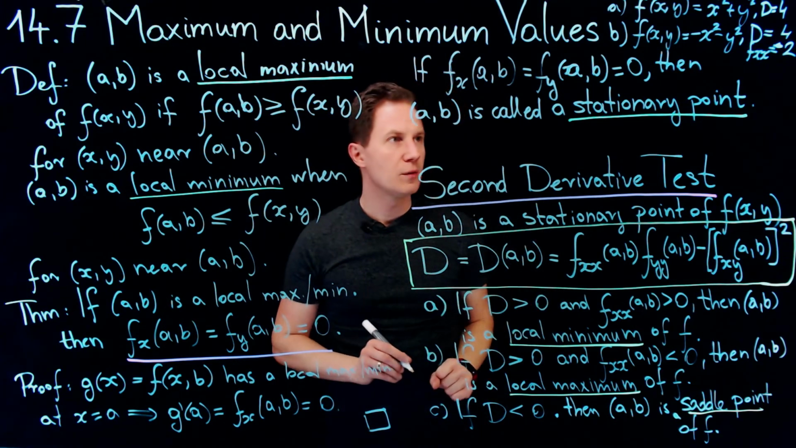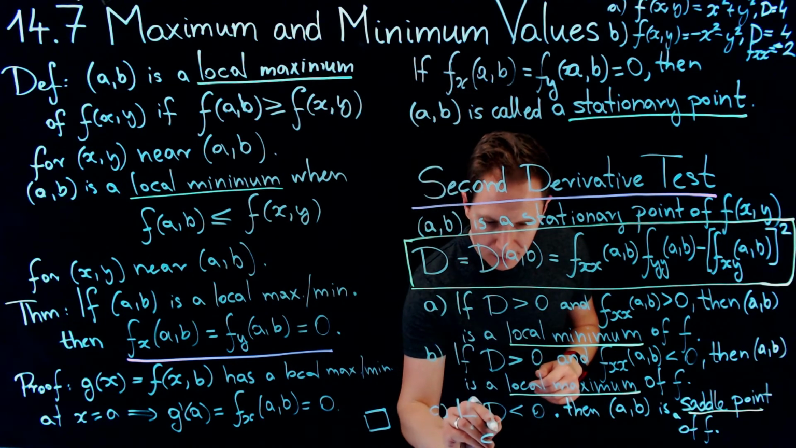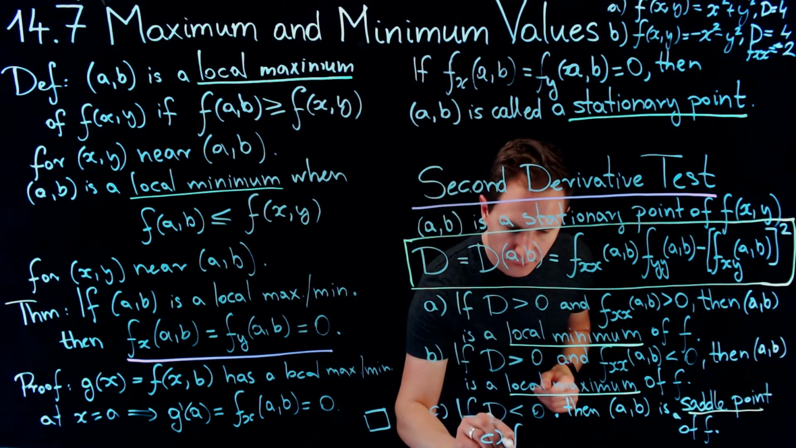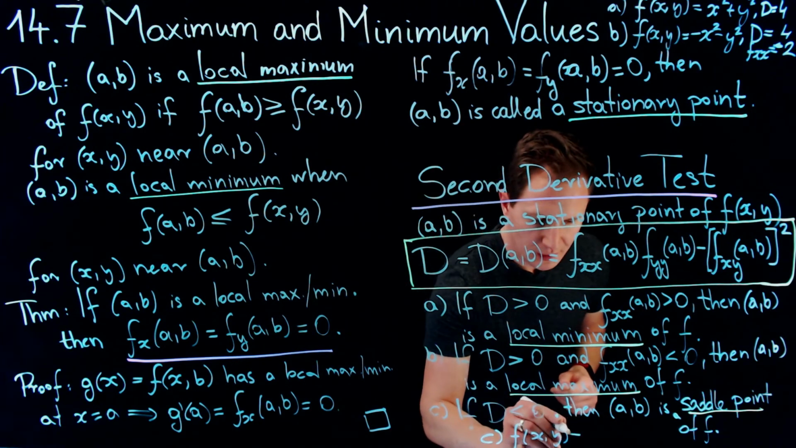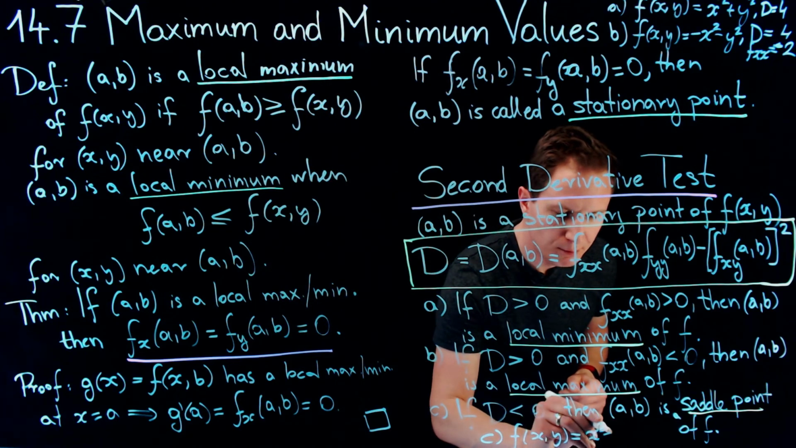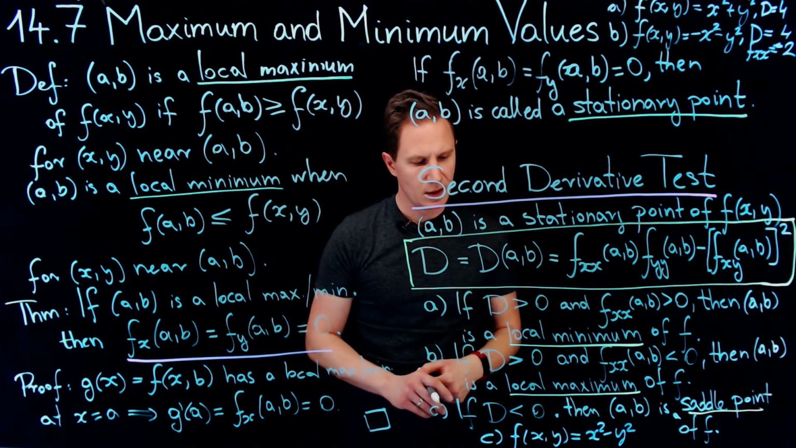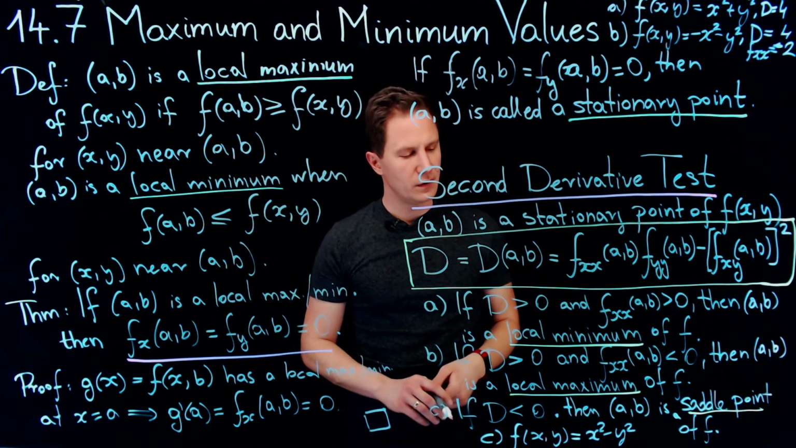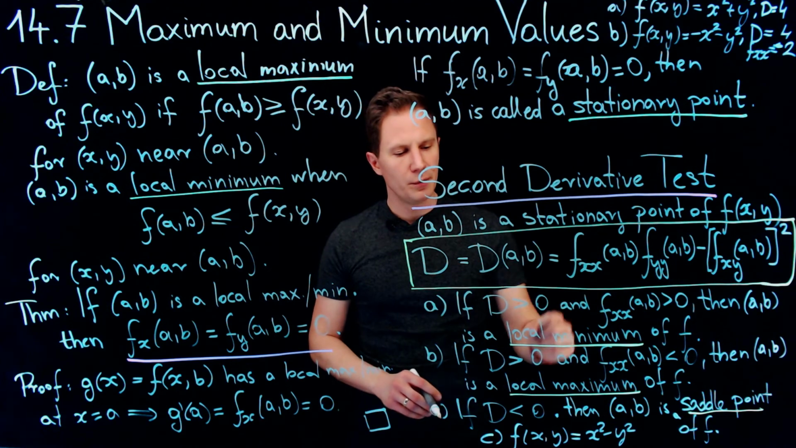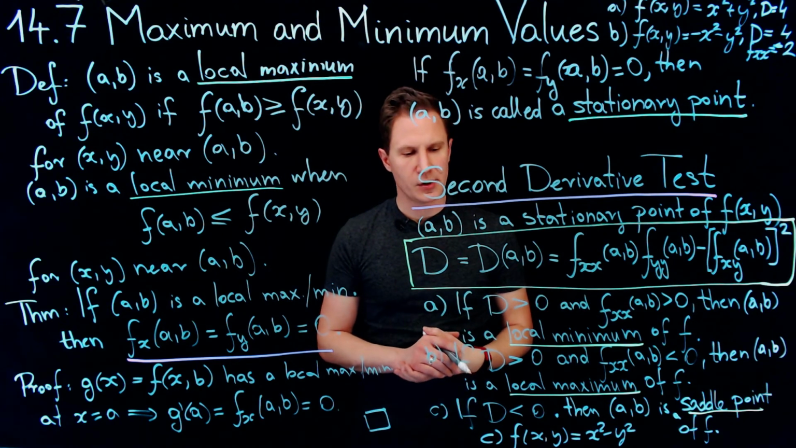So the origin is now a local maximum. Last, let me give you the function f of x y equals x squared minus y squared, so it's plus x squared minus y squared. And again, you decide whether the origin for this function is a local minimum, a local maximum, or a saddle point.